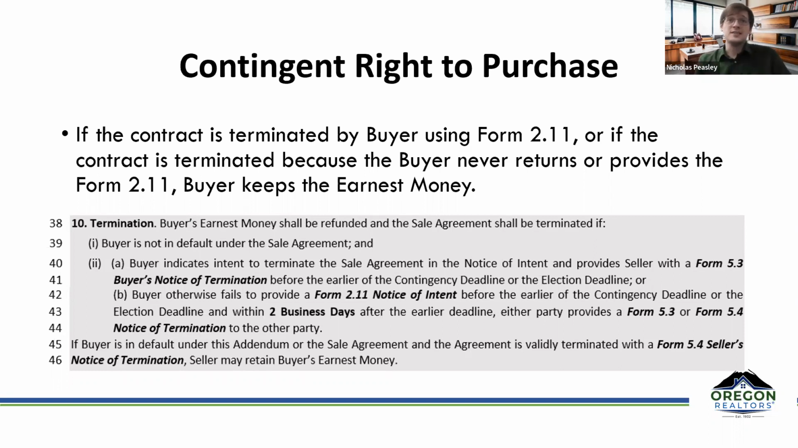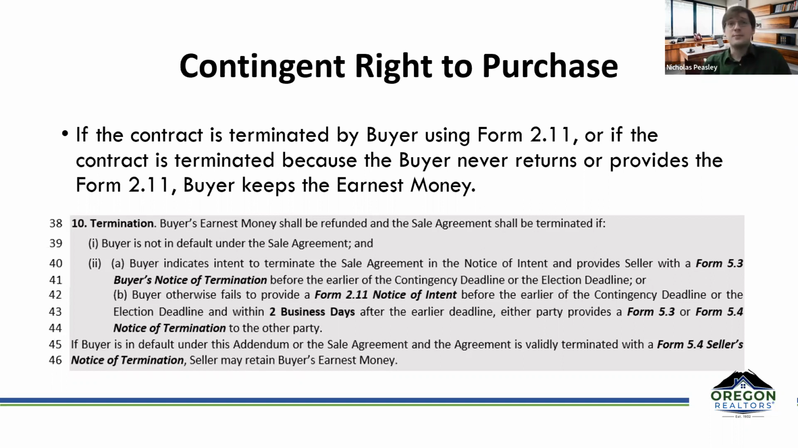So the buyer just says at some point, yeah, this isn't working out. I don't want to do this anymore. I'm not in default. Everything's fine. I just don't think I'm going to be able to sell my house. And it turns out I like living here, or something like that. That then allows the buyer to keep the earnest money. Contract's over. No harm, no foul.